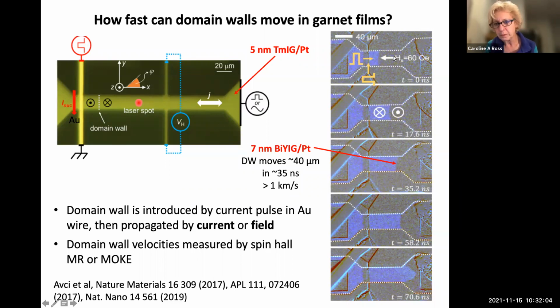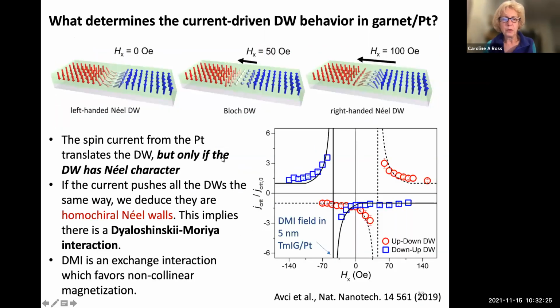The purple and grayish color are the up and down magnetizations, and the domain wall moved from here at time 0 up to here at, say, 58 nanoseconds or 35. You can see it propagating, and we can measure its velocity. So first of all, why are those domain walls moving at all?